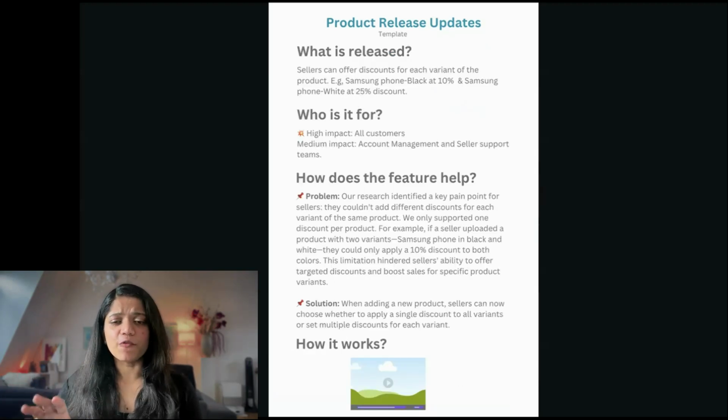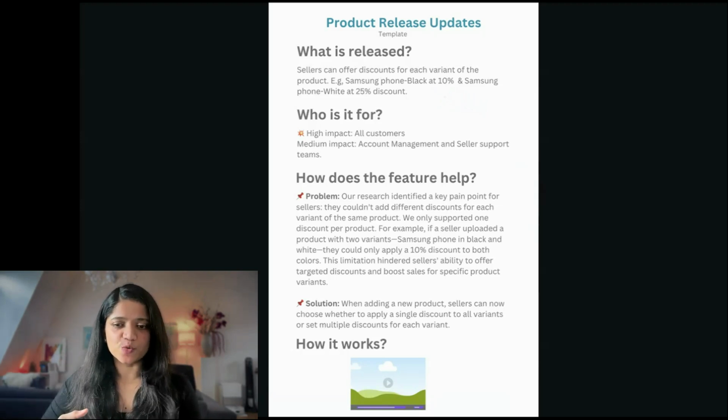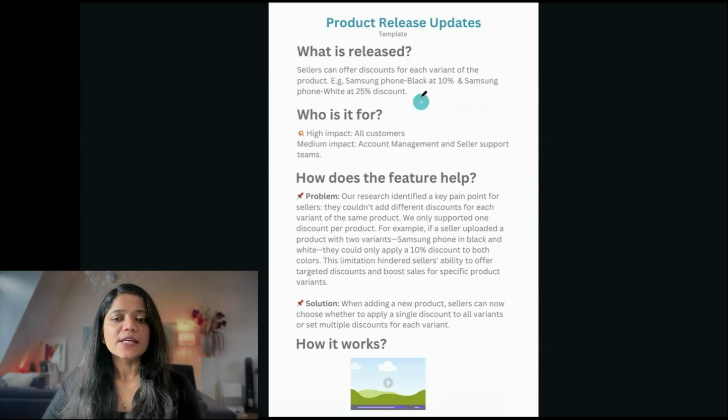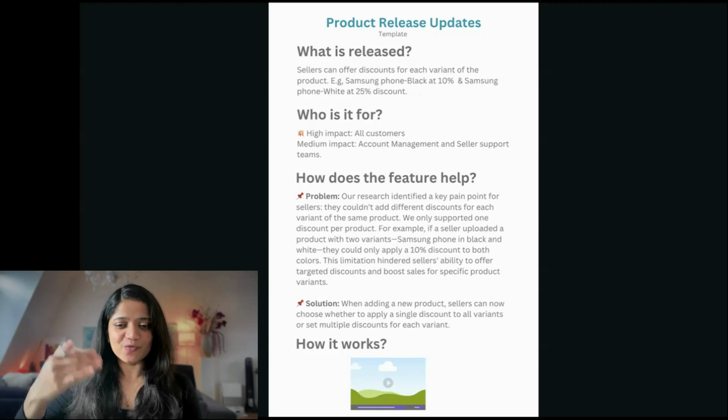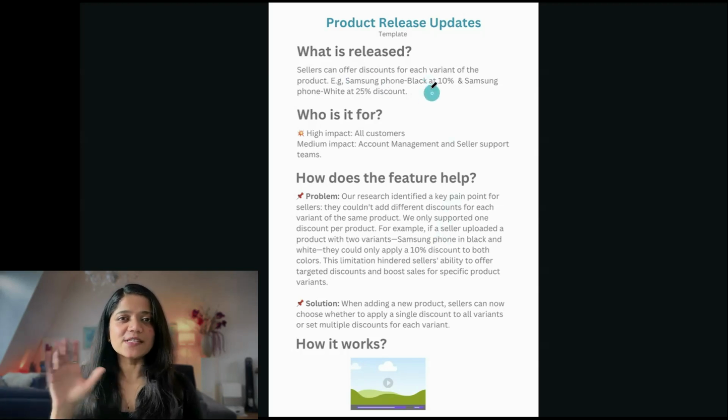Imagine a platform for sellers who are selling on, let's say, e-commerce sites. They have their own dashboard where they can see all the stock and the inventory that they have. Now, sellers can offer discounts for each variant of the product: Samsung phone at 10% and Samsung phone white at 25%. This is a feature description. The immediate question is, okay, why did we even build this feature? So that's where you have to explain what the problem was. So this is what the feature is. Every seller can now offer discounts on each variant of the phone.